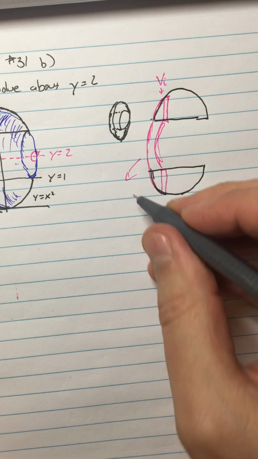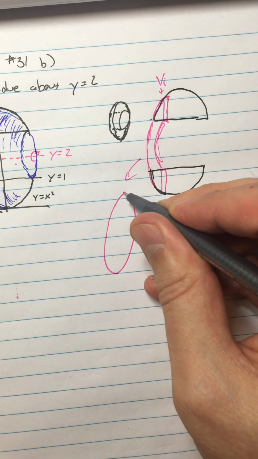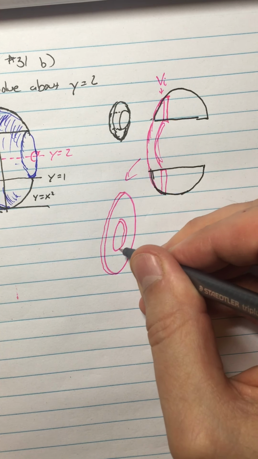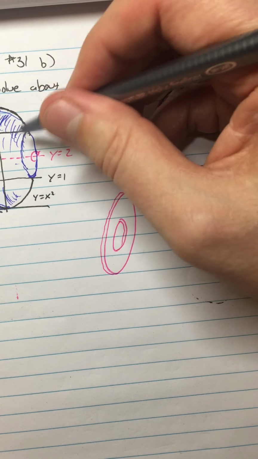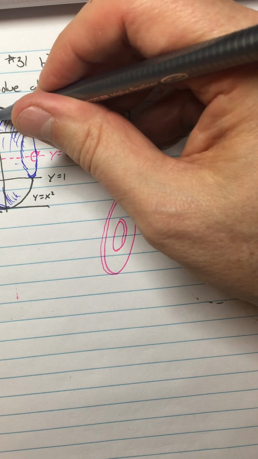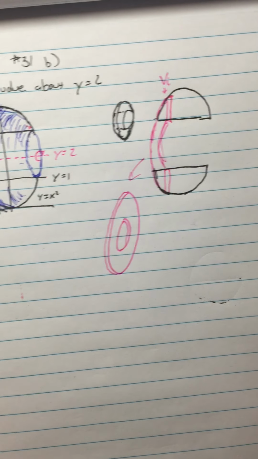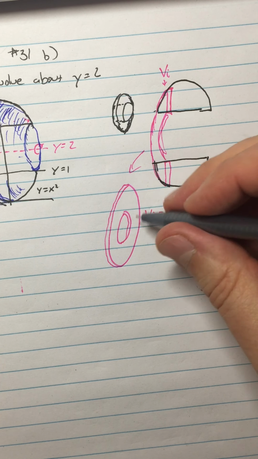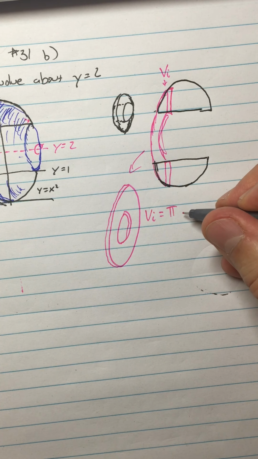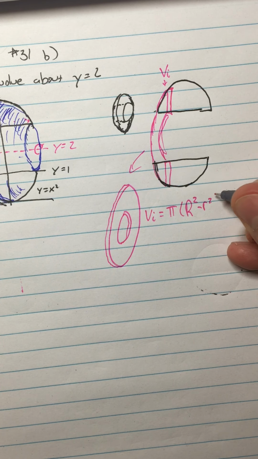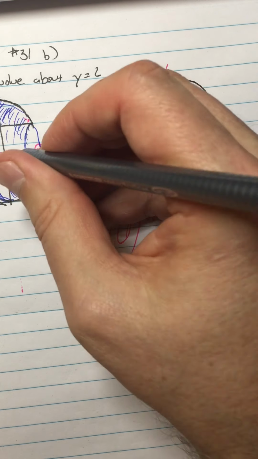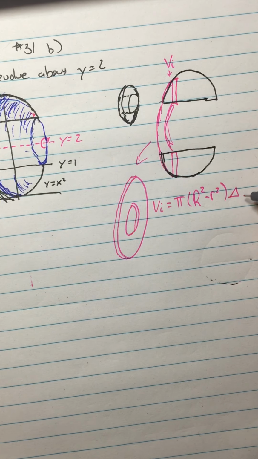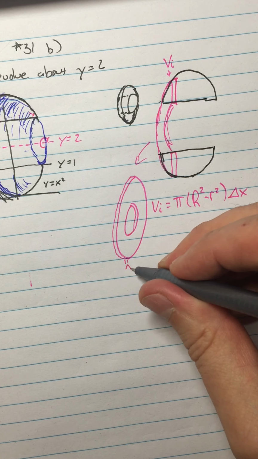If I look at that, I can pull it out and say what I've really got is a washer. It's got a hole. And I've really got a number of those going around through here. They get smaller over here, they get bigger, but the inside is always the same. So my V sub i, as always for a washer, is going to be pi times big R squared minus little r squared, the big radius minus the small radius, times the width. Since my slices are parallel to the y-axis, the width is delta x.